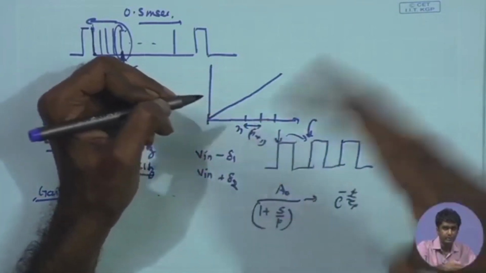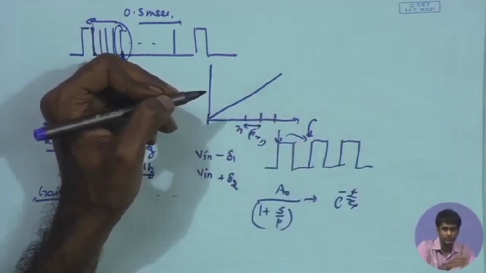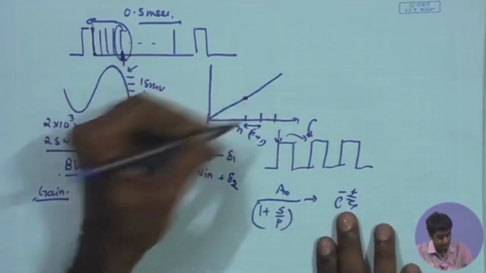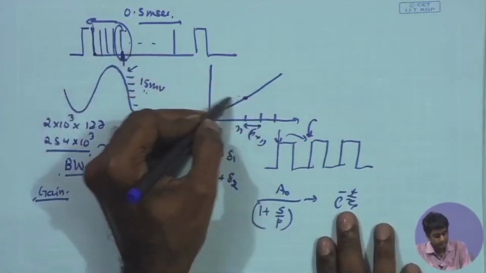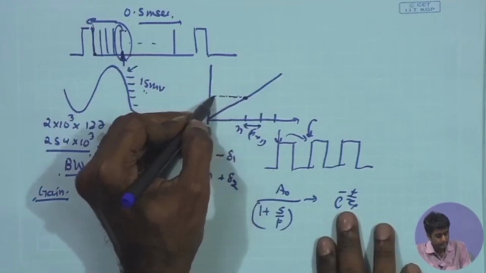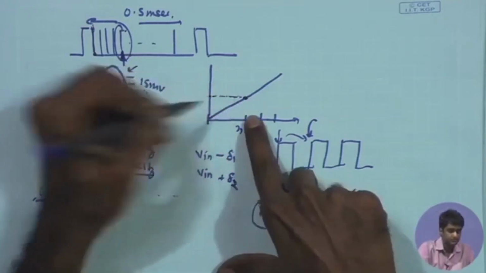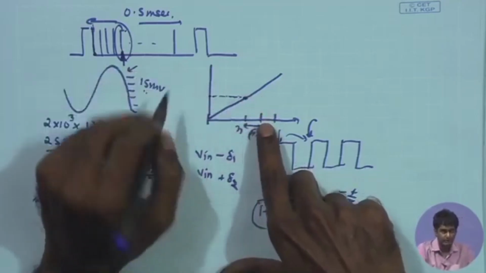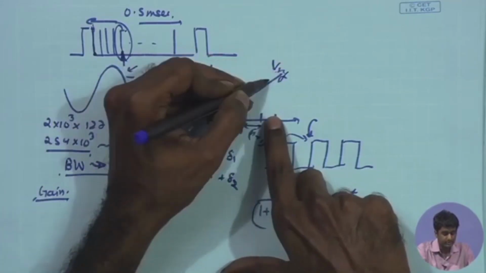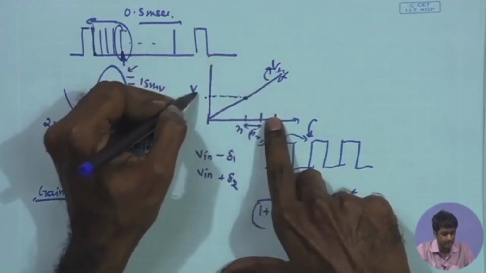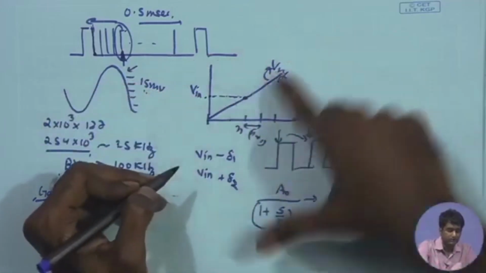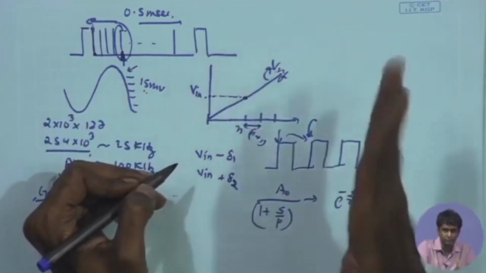So of course at this point the count is going to increment from n to n plus 1, and suppose the Vin is approaching the Vref. So this is your Vref which is ramping up, and this is the Vin which is sampled. So the point where Vref equals Vin is the place where I have to stop the counter.